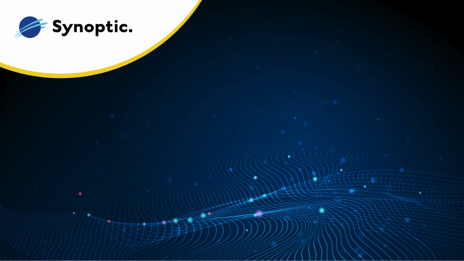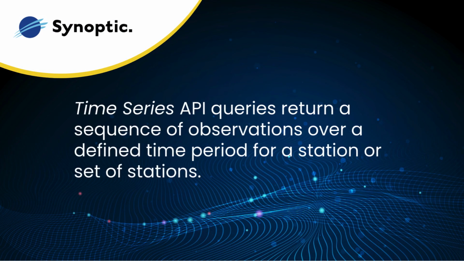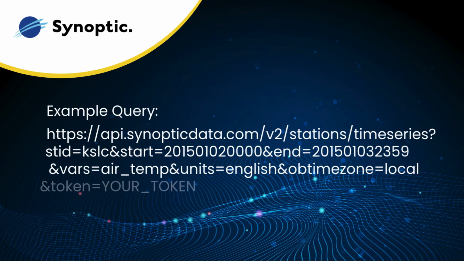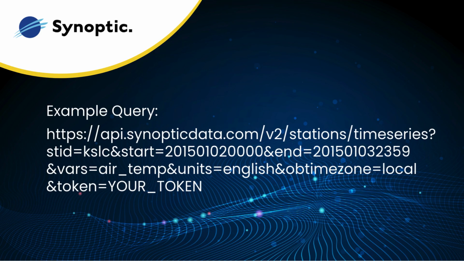Okay, so moving to time series returns a sequence of observations over a defined time period for a station or set of stations. This is ideal for tracking trends, charting variables, or analyzing patterns over time. Here we can see an example query for time series, which follows the same format as the previous latest query, except time series is being used as the service rather than latest, and there are a few new parameters unique to queries which require data over a period of time, which are start and end.